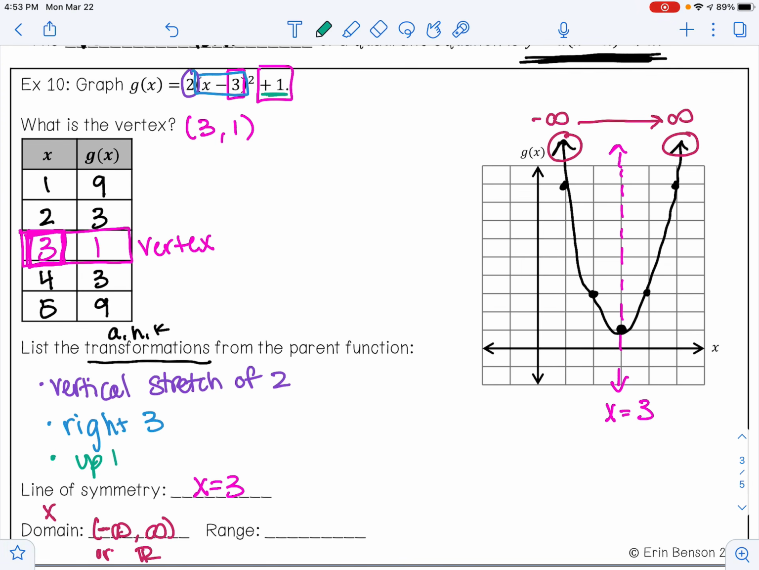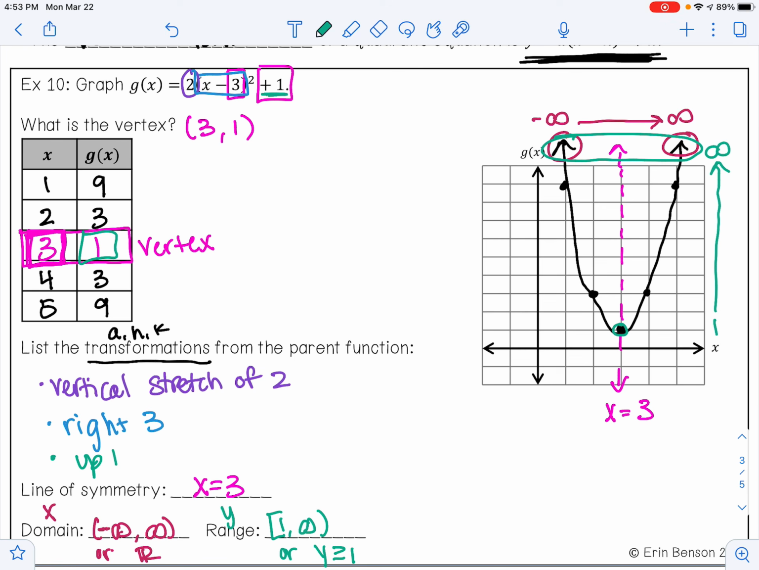Our range are our y values from the bottom of our graph to the top of our graph. The bottom of my graph is my vertex. Here the y value of my vertex is 1. And then my graph is going up forever, so that's going to infinity. So my range is from 1 to infinity, or you could say y is greater than or equal to 1.